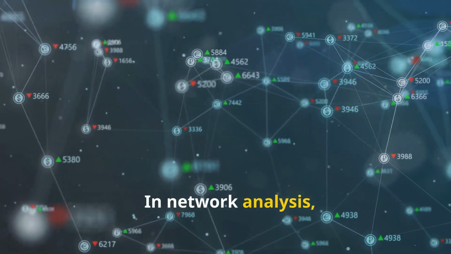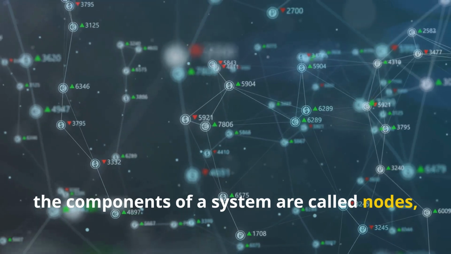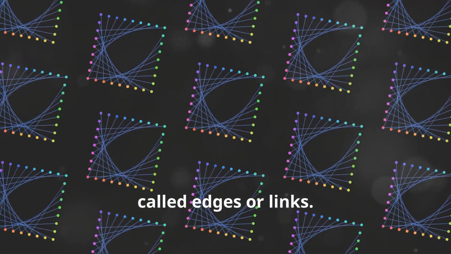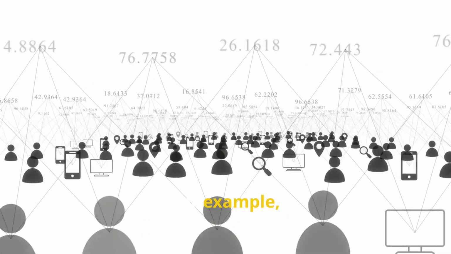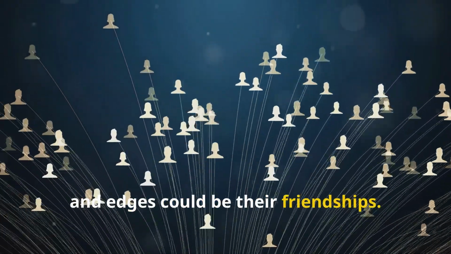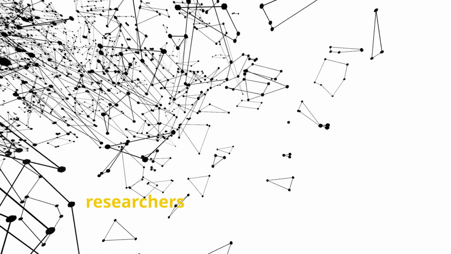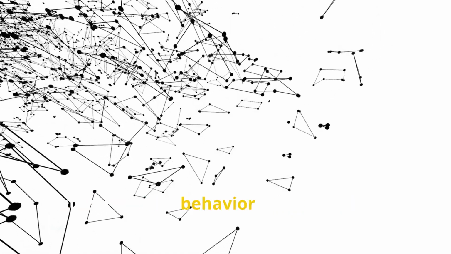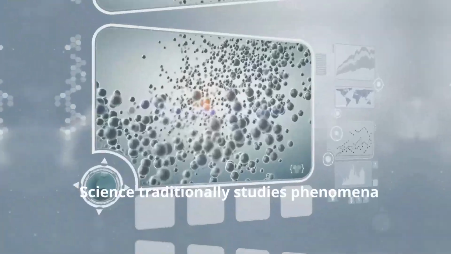In network analysis, the components of a system are called nodes, and the connections between them are called edges or links. For example, in a social network, nodes could be people, and edges could be their friendships. By mapping out these connections, researchers can study the overall structure and behavior of the network.